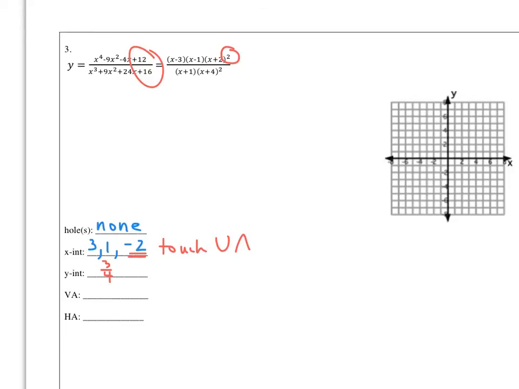Vertical asymptotes, we can see that we have one at x equal to negative 1 and x equal to negative 4. We're not going to have a horizontal asymptote. We're going to have an oblique asymptote. And like I've done in the past, I am going to pause the video and show the long division, and then I'll start it up again.